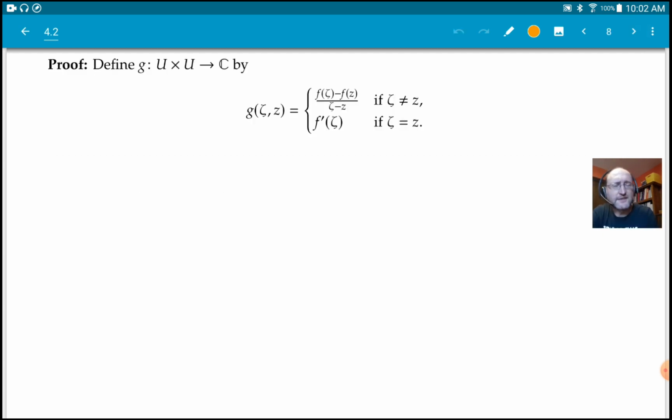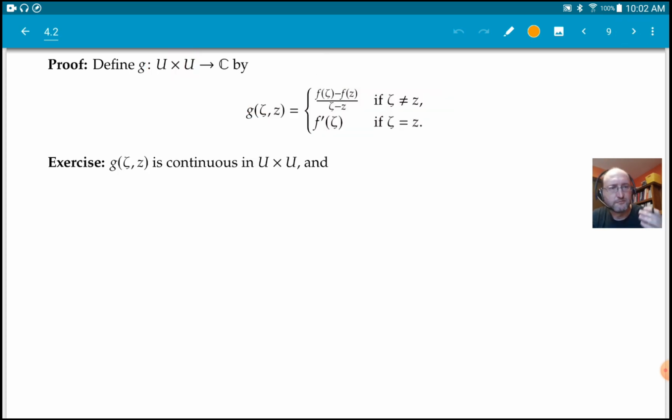All right, so let's prove this. It's actually kind of a neat proof, definitely not the original proof. Let's define a function g, and it's actually a function of two complex variables. It's going to be defined on the Cartesian product U cross U, as a function of zeta and z. When zeta is not equal to z, we let it be the difference quotient of f. And when zeta is z, it's going to be the derivative of f.